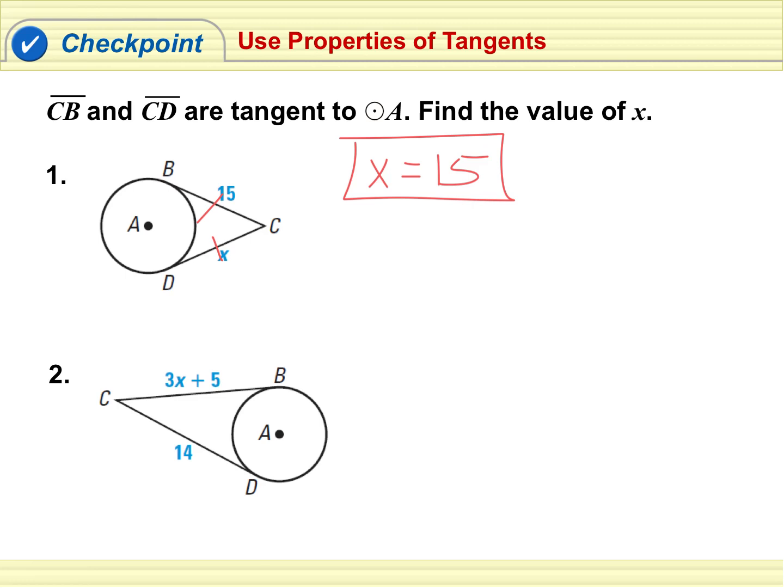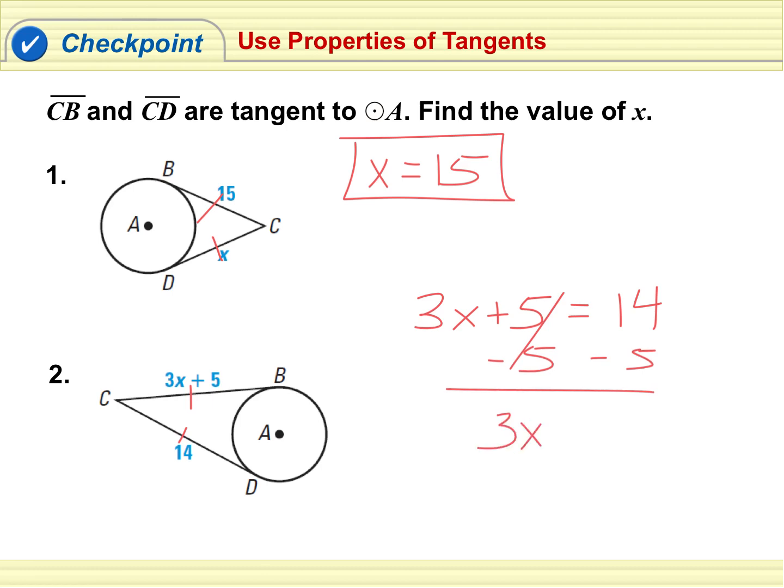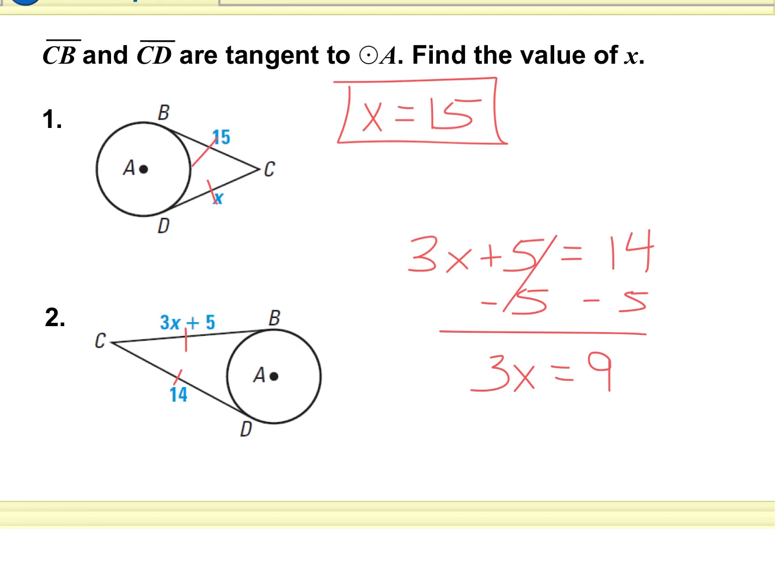Okay, so on number 2, what do we know about those two tangent lines? They're congruent, which means they're the same, so we set them equal to each other. Take one, set it equal to the other. So 5 equals 14. Now we have to solve for x. Subtract 5 first. Subtract 5 from 14 gives you 9. So we have 3x equals 9. And then we want to get x by itself. That last step is divide by 3. So we have x equals 3.